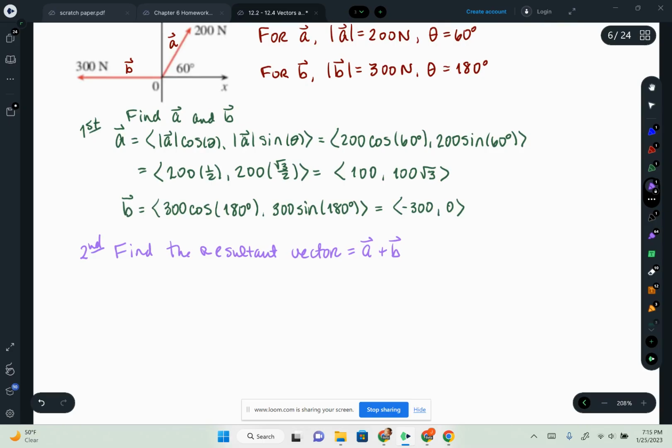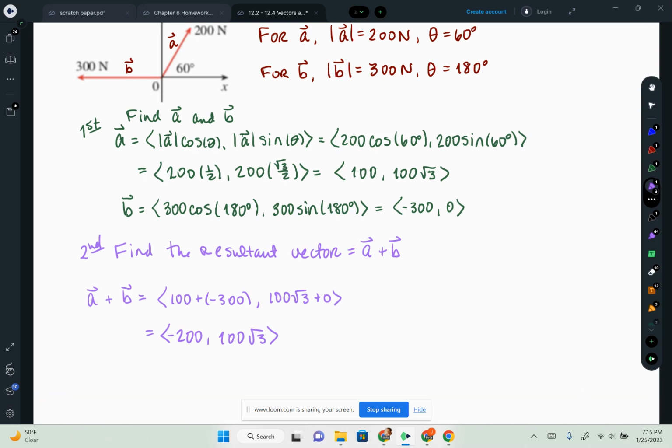Now, we very nicely have all the components up there, so if we want to add A plus B, we're just going to add the x components. So it's going to be 100 plus -300. And then the y components are 100 square root 3 plus 0. And of course that simplifies to give us -200 and then positive 100 square root 3.